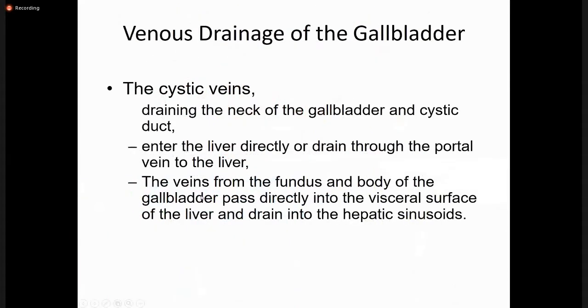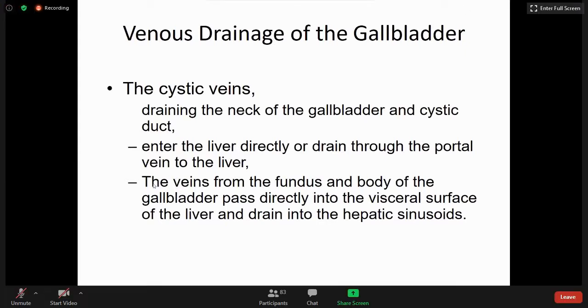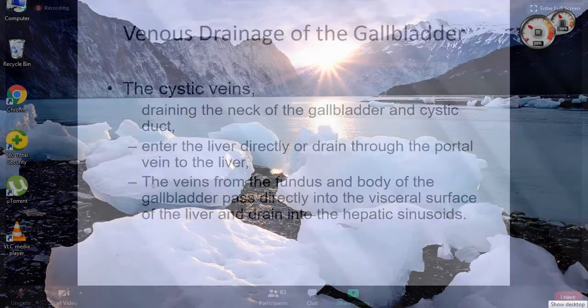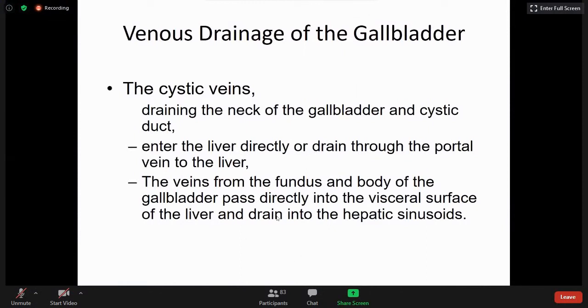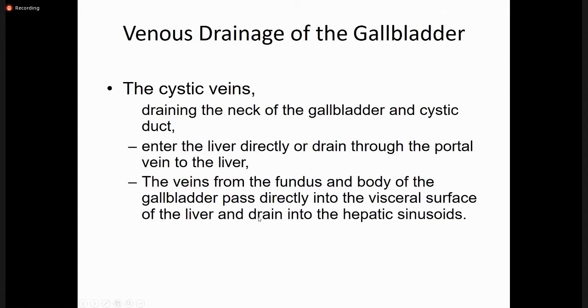Venous drainage, the cystic veins draining the neck of the gallbladder and the cystic duct enter the liver directly or drain through the portal vein to the liver. The veins from the body of the gallbladder pass directly into the visceral surface of the liver and drain into the hepatic sinusoids. Now, this venous drainage is important when we're talking about the malignancies. Obviously, we know that the lymphatics and the blood supply, which is draining that area, is the route of spread of malignancy.